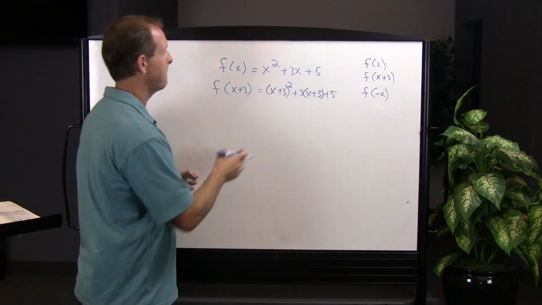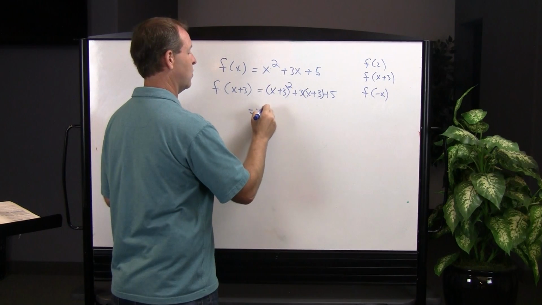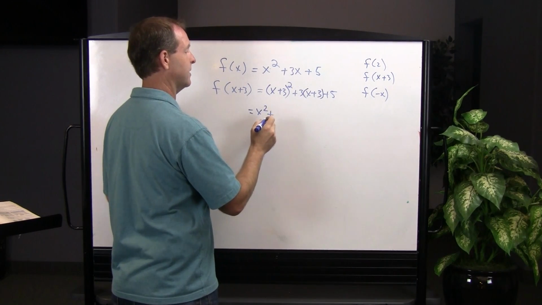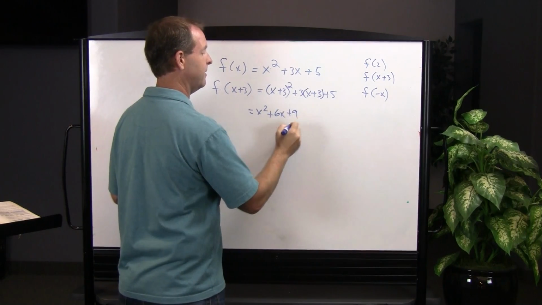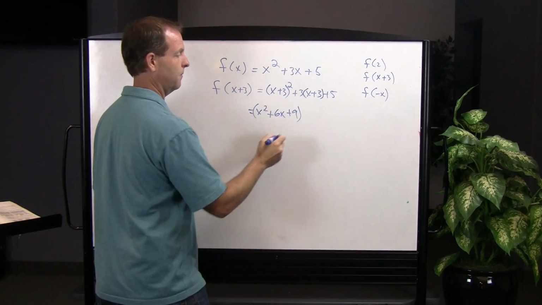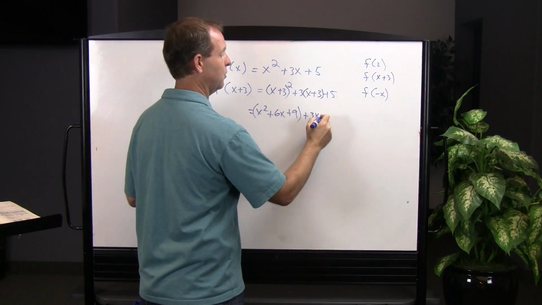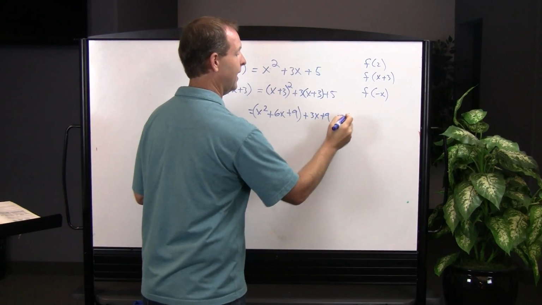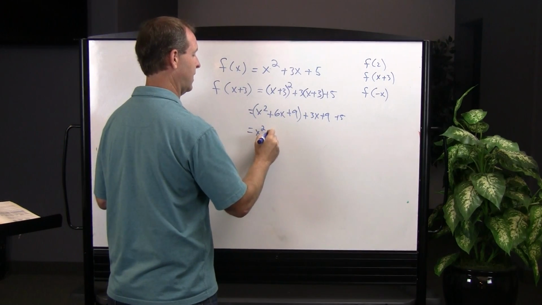Let's continue. x plus 3 squared, we have to remember how to expand that. So that's x squared plus, what is that, guys? 3x plus 3x, 6x plus 9. Plus 3 times x. 3 times 3 is a 9, plus a 5. I can remove those parentheses since they're not causing anything to happen.